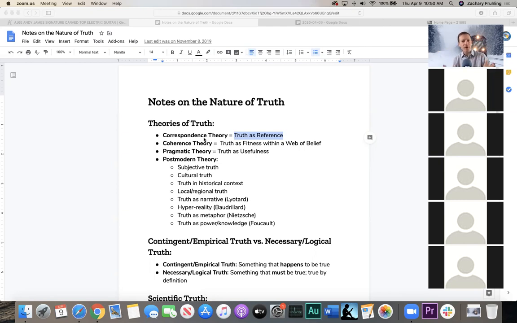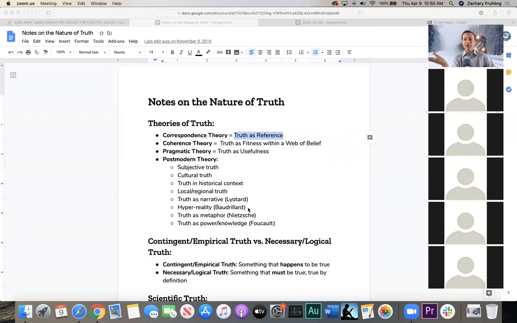On postmodern theory, though, any one of these, it could be truth as subjective truth, truth as cultural truth, truth as, in historical context, what I would call local or regional truth. I think the kinds of cultural assumptions you have, maybe here in Idaho, are different than the cultural assumptions I had in California, which are different than the cultural assumptions they have in Japan, right? That kind of local or regional truth. Truth as narrative that we looked at a couple class sessions ago with Lyotard. Hyper-reality, it being impossible to distinguish between reality and the simulation of reality or the artificial constructs in reality. Truth as metaphor that we looked at a few weeks ago with Nietzsche, and truth as power-knowledge, for example, that we looked at with Foucault.